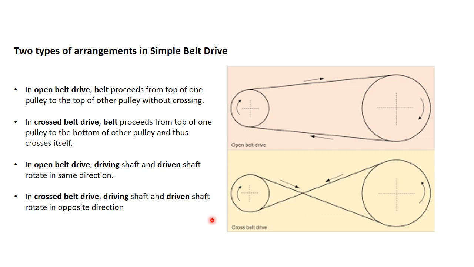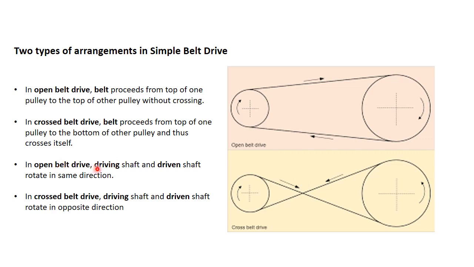There are two types of arrangement in a simple belt drive. One is the open belt drive and the second is the cross belt drive. In the open belt drive, the belt proceeds from the top of one pulley to the top of another pulley. In the cross belt drive, the belt proceeds from the top of one pulley to the bottom of the other pulley.